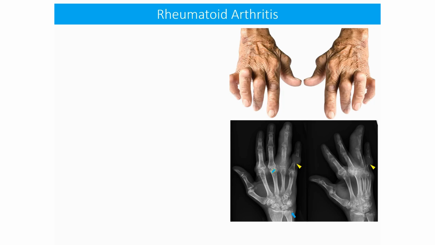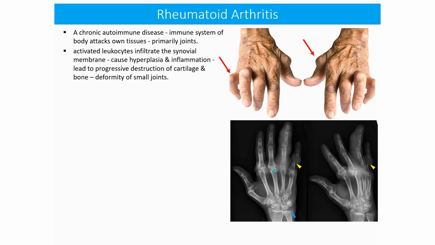Rheumatoid arthritis is a chronic autoimmune disease in which the immune system of the body attacks its own tissue, primarily the small joints of the body. In rheumatoid arthritis, the activated leukocytes of the immune system infiltrate the synovial membrane and cause hyperplasia and inflammation, which leads to progressive destruction of the cartilage and bone, which ultimately culminates in deformity of the small joints.